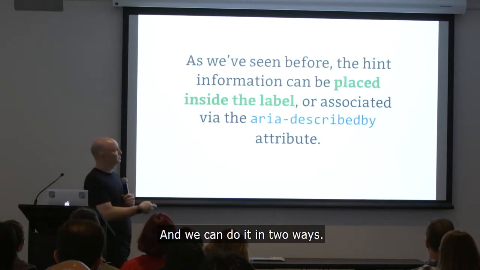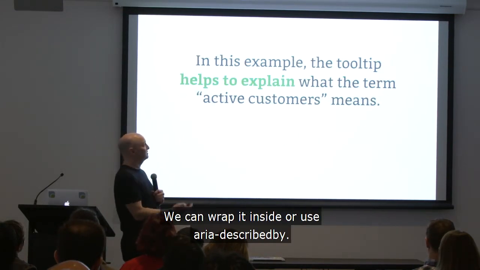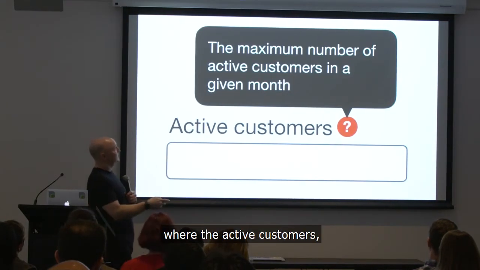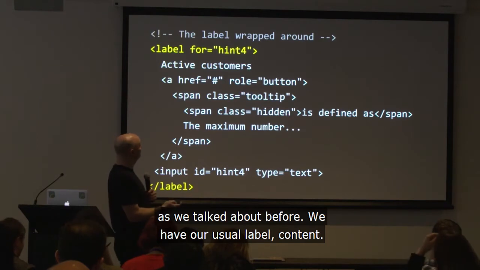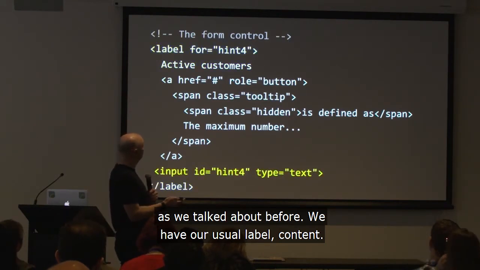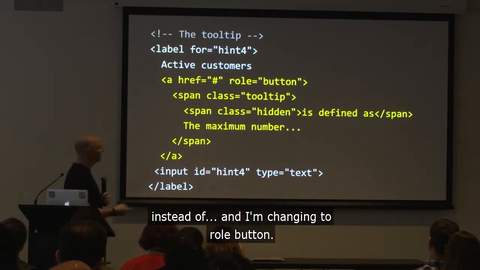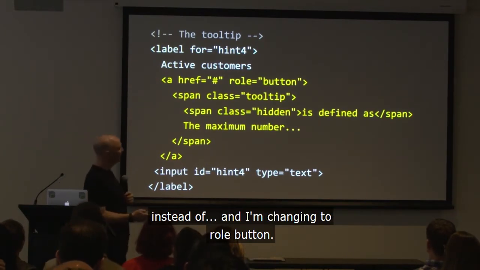And we can do it in two ways. We can wrap it inside or use ARIA describedby. So we're going to use an example like this where the active customers, as we talked about before, we have our usual label, content, we have our input, we have the for and ID, and here we have an A element, and I'm changing it to a role of button.